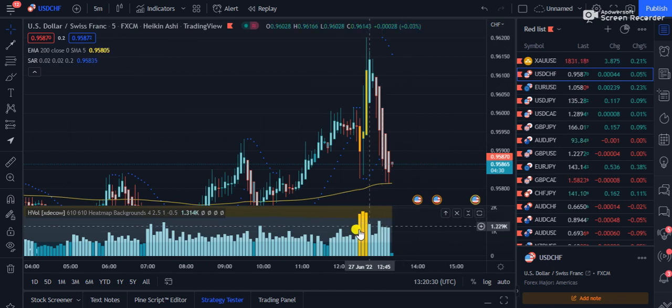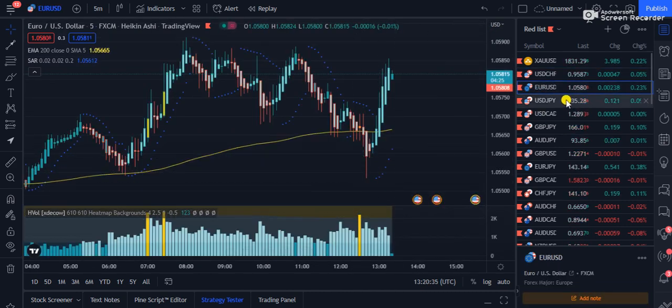Okay. So if you want to use this indicator on other time frames, that's pretty fine. You can use any time frame. Here the volume was high, you can see the market pumped up. On EUR/USD, we have already talked about it.